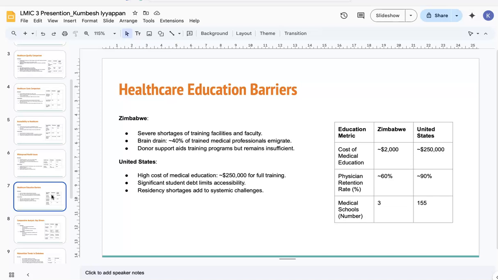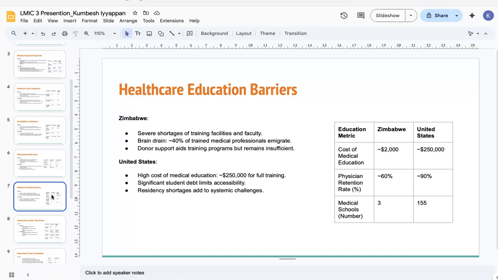This adds a lot of stress to the healthcare system as they're not able to deploy proper health solutions for the population. Whereas in the US, there's a high cost of medical education, almost $50,000 for full training, and this leads to significant debt for college students, and this therefore limits accessibility for proper health. And residency shortages add stress to systemic challenges.